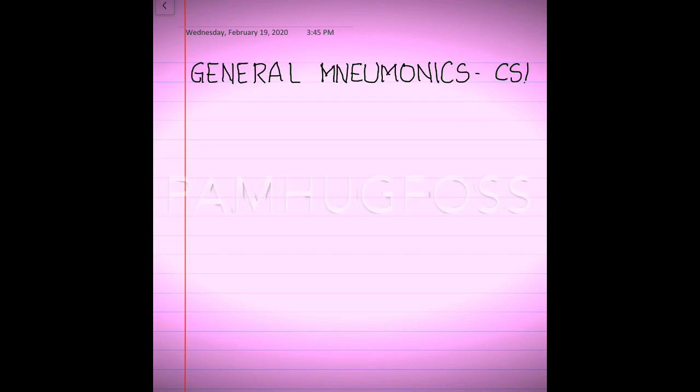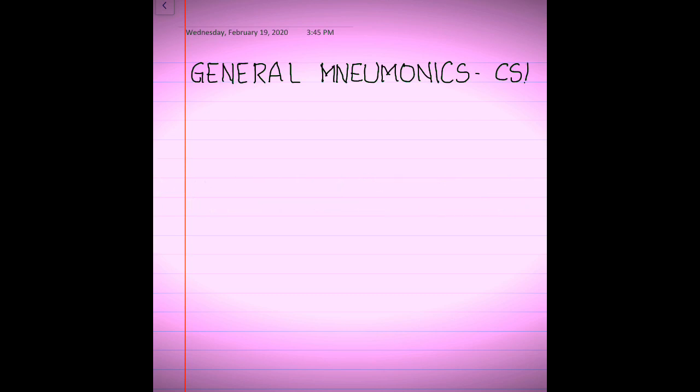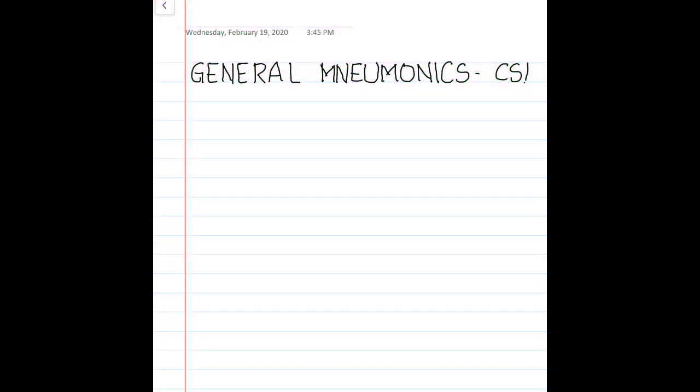Hey there, this is a video about the general mnemonics which we use in every case on the Step 2 clinical skills exam. Let's begin. The first and the second things that you do on the exam are HPI, that is History of Present Illness, and ROS, Review of Symptoms, which I am going to tell you later.